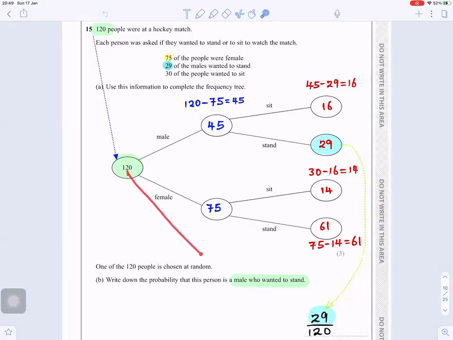And there's 120 people altogether. So the probability is the number of males who wanted to stand divided by the total number of people.